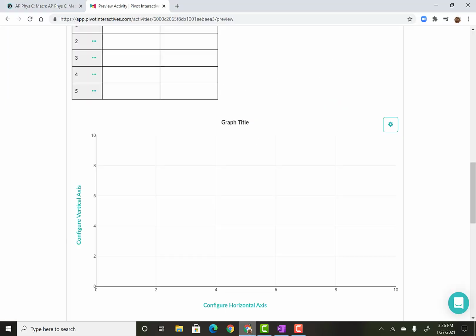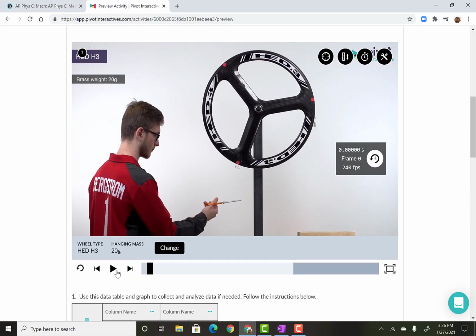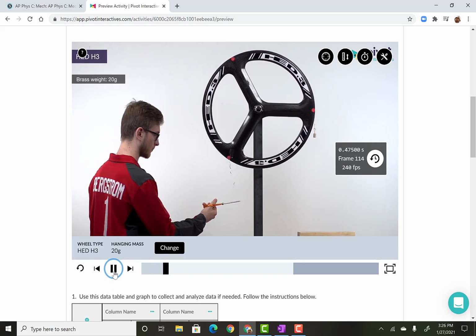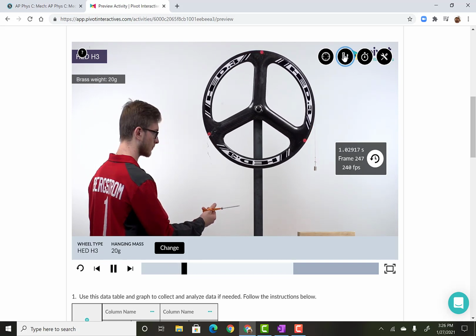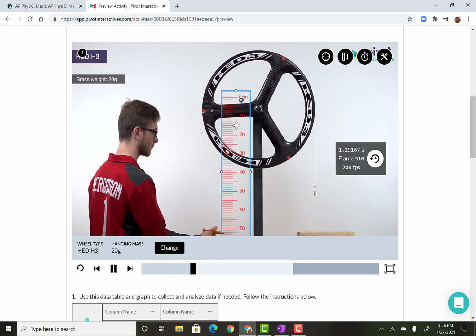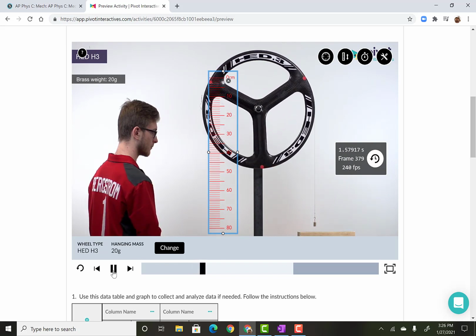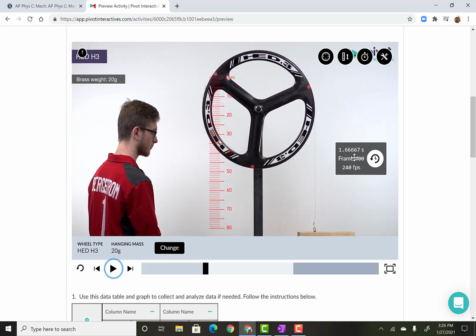I'm going to do the opposite. If I watch this thing fall, let's look at the amount of time that it takes to fall. So it's taking a little less than 2 seconds.